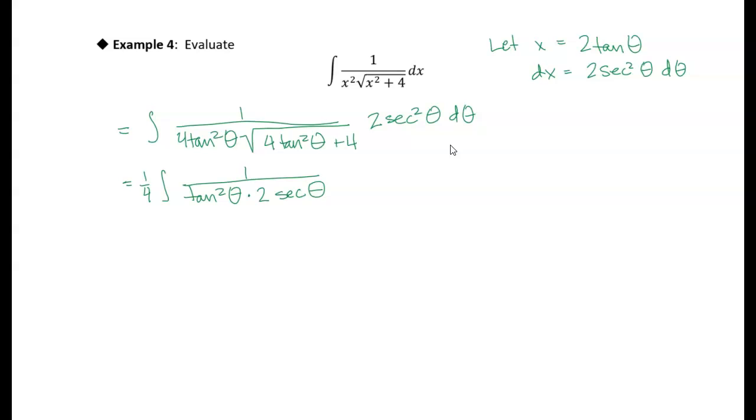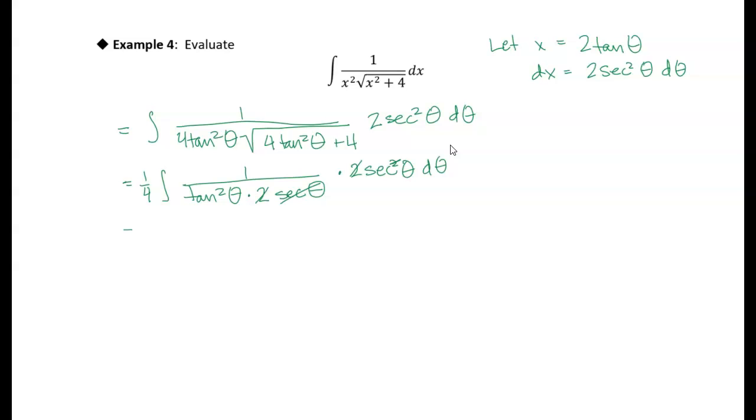I kind of combined a lot of steps in one, right? I pulled out the 4, made it into 2, and then I took the square root of tangent squared plus 1, which is secant squared. The square root of secant squared is secant. And then that's still times 2 secant squared theta d theta. Now I'm seeing this 2 here, I can cancel. And also I've got secant times secant in the numerator, and then I've got secant, so I can actually cancel one of these secants out. So instead of having secant squared, I'm just going to have secant on top.